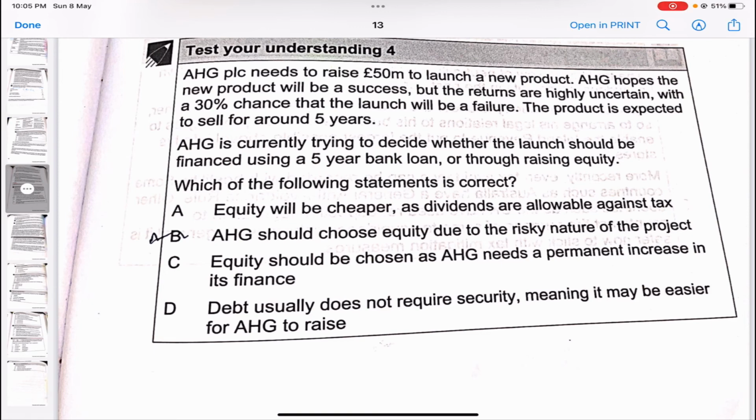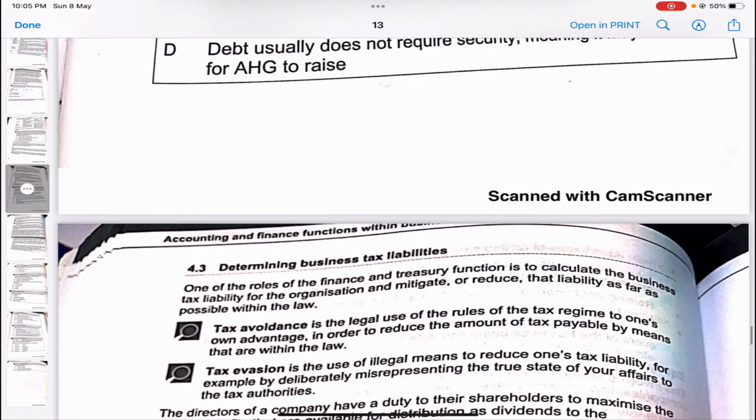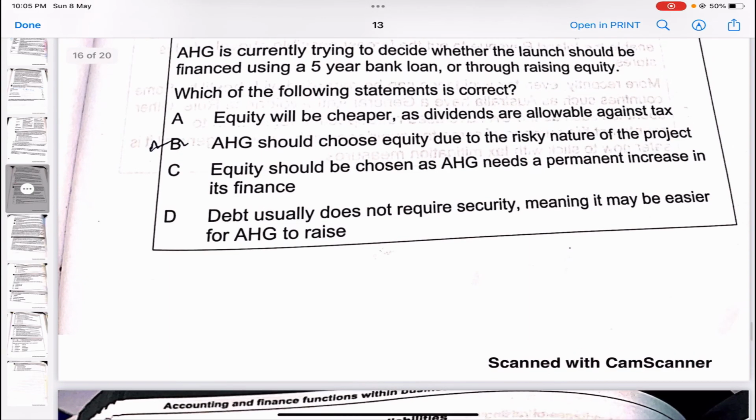The product is expected to sell for around 5 years. AHG is currently trying to decide whether the launch should be financed using a 5-year bank loan or through raising equity. So, as it is very risky, we should avoid debt because if we have debt, it is a compulsory payment. But equity, we don't even have to pay if we lose, right? Because the investors themselves invested here. So, the answer is B. AHG should choose equity.